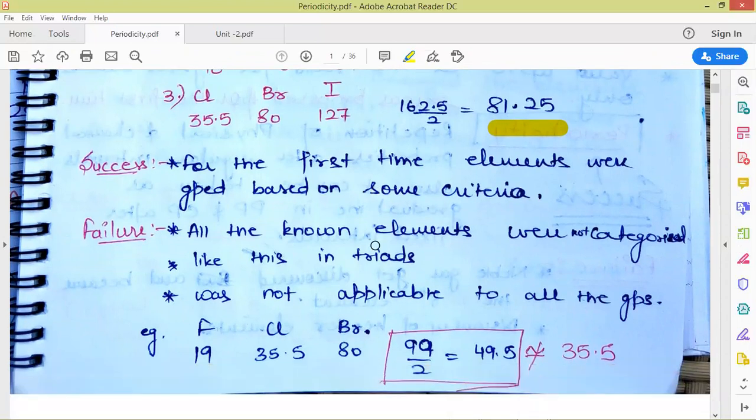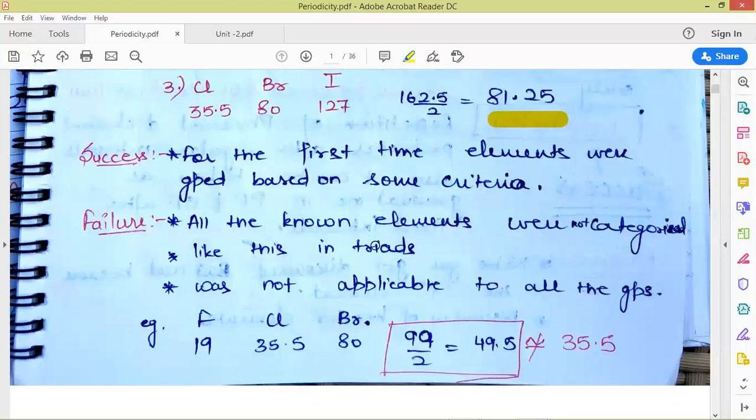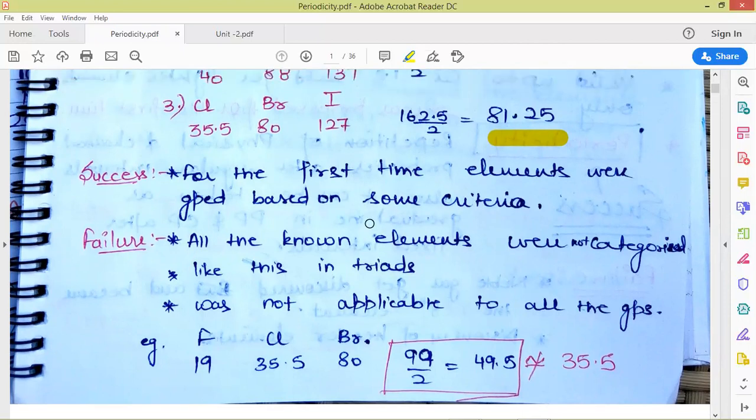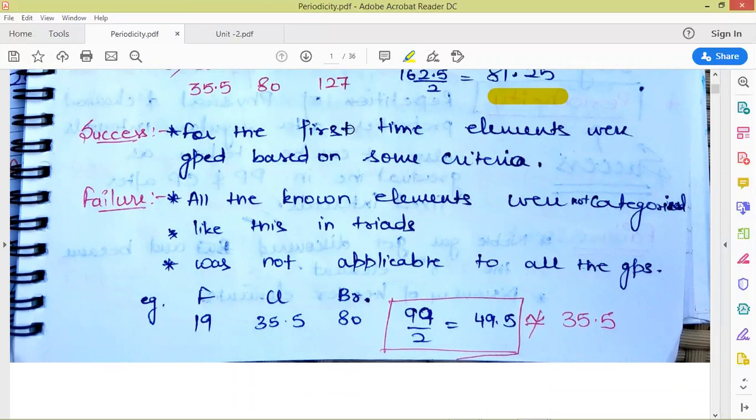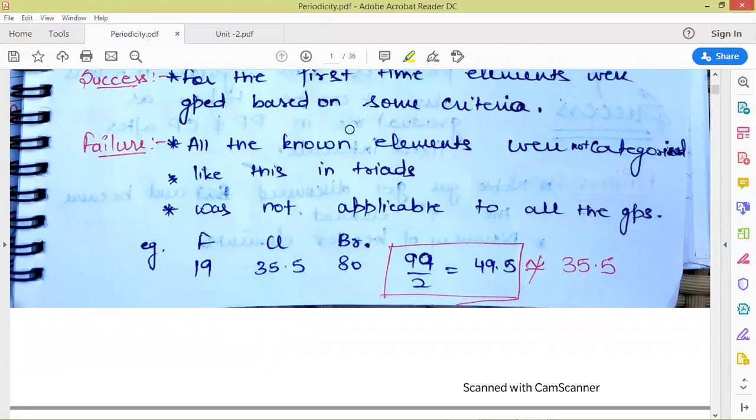But this model of the periodic table, for the arrangement of elements into groups based upon some property, led to failure, because around 63 elements were known at that time, and he was not able to arrange all the known elements in the form of triads. He could arrange only a few elements. As we can see here, there are 9 elements which have been arranged in the form of triads. There were some more, but he was not able to arrange all the elements known at that time in the form of triads.